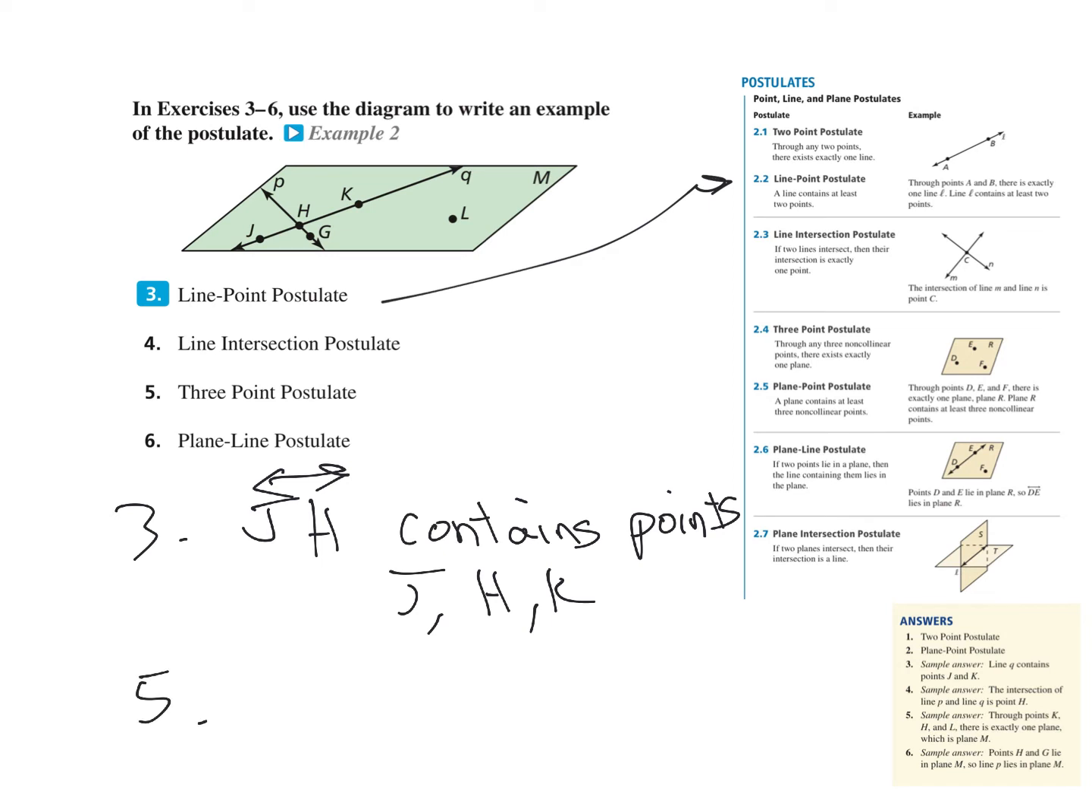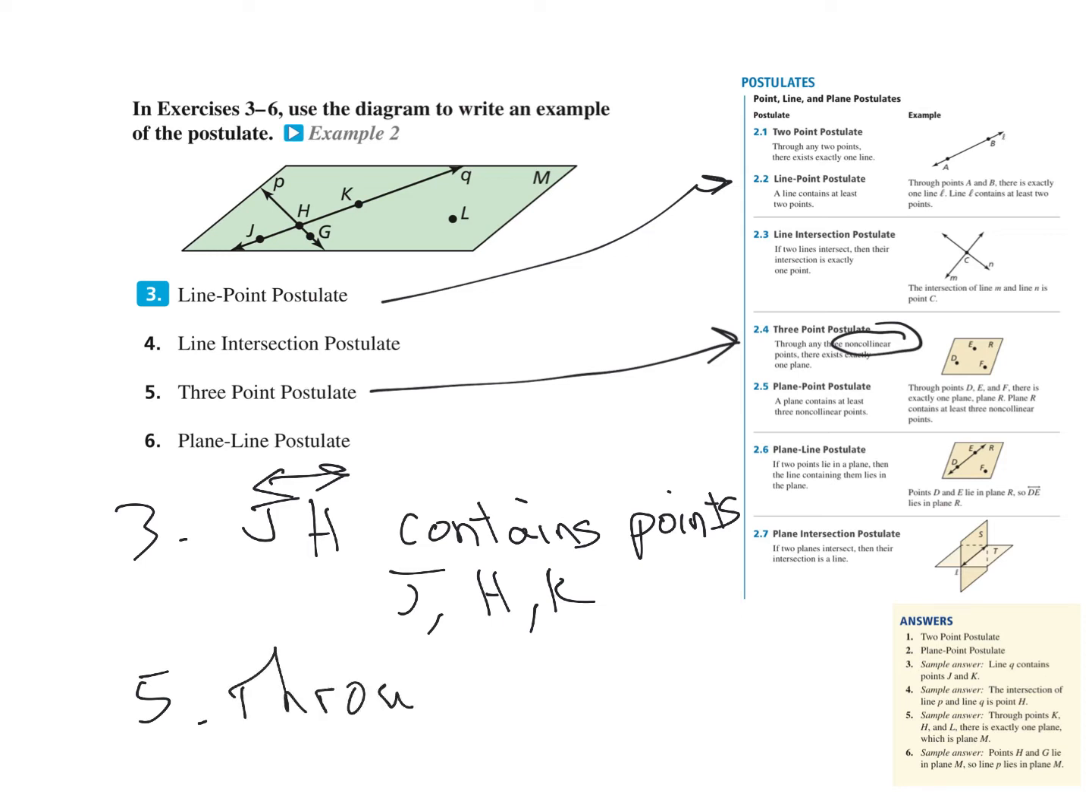All right, let's look at number 5. The 3-point postulate. Let's see what we have here. 3-point postulate: through any 3 non-collinear points, there exists exactly one plane. We talked about this before. Try not to use 3 collinear points when you're dealing with labeling a plane. So if you have 3 points, then you have a plane. We could do something like this.